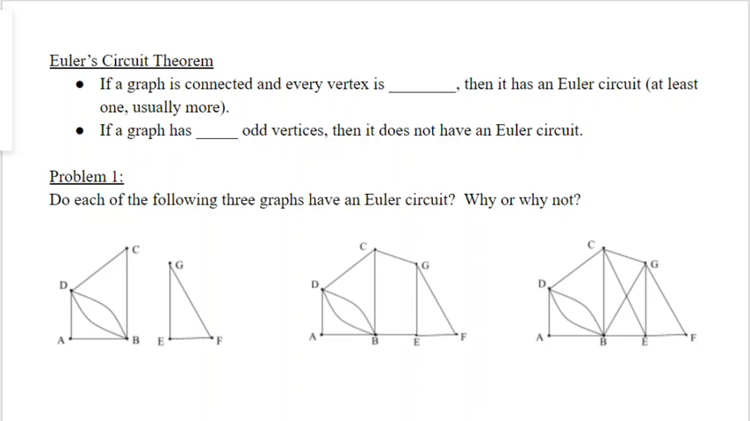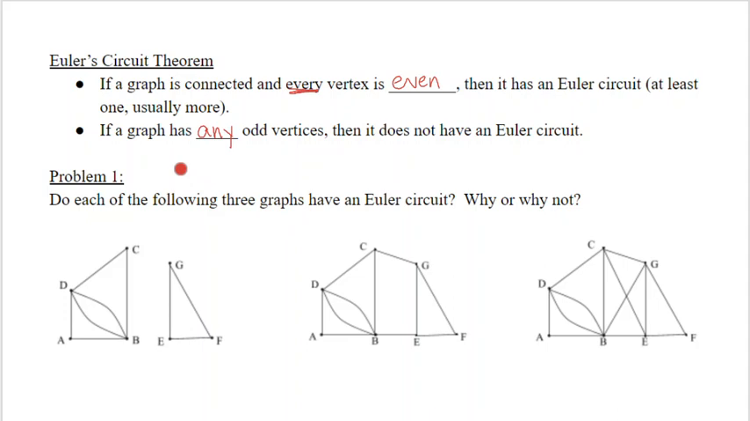All right, today we are finally getting to the question that most of you have. How on earth do you find an Euler path or an Euler circuit? So we are going to start with Euler's circuit theorem. If a graph is connected and every vertex is even, then the graph has an Euler circuit. If a graph has any odd vertices, it does not have an Euler circuit.